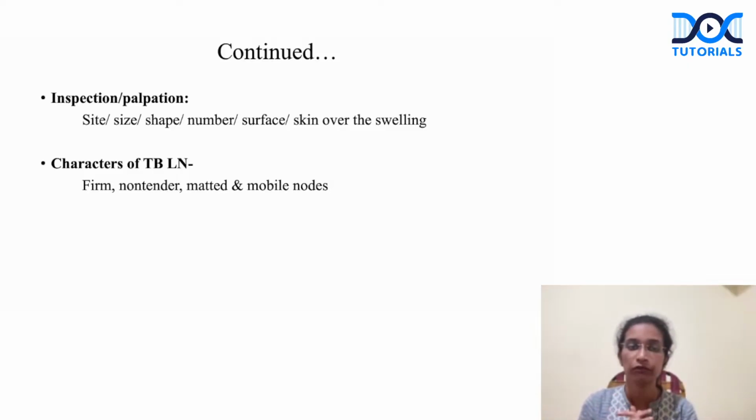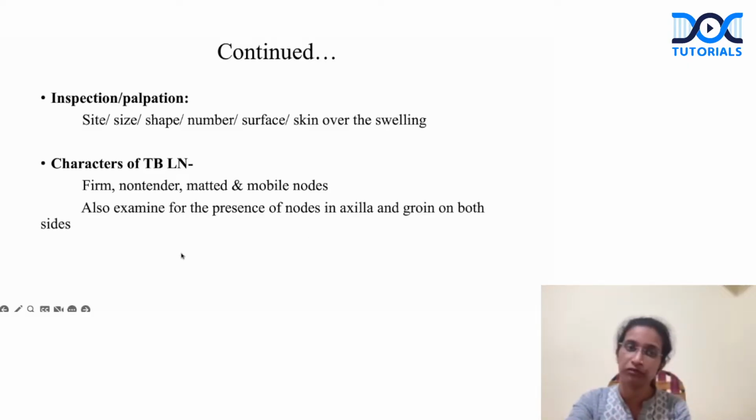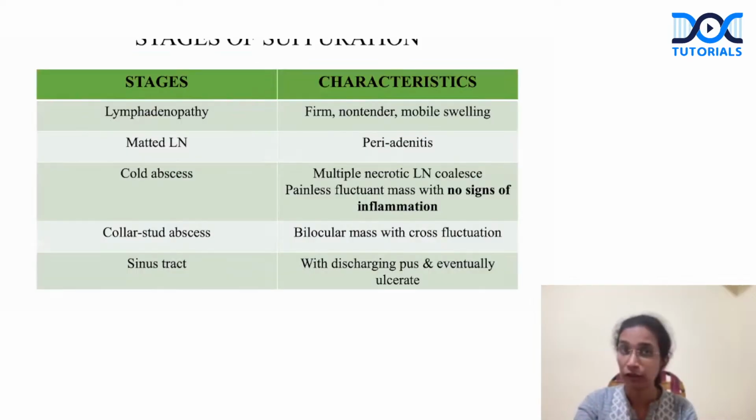So, here the TB lymph node will be firm and non-tender. See, soft is reactive, firm or rubbery is lymphoma or any other benign chronic lesions, and hard is malignancy. So this is a chronic lesion, so TB. So this is firm in consistency and it's non-tender. And there will be multiple matted lymph nodes which are mobile. All these points will favor the diagnosis towards a tuberculous lymph node. And also you need to look for lymph nodes in the other regions like the axilla and inguinal region on both sides. There are 5 stages of suppuration in cervical TB lymphadenitis.